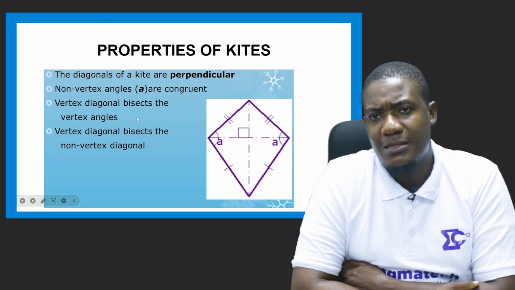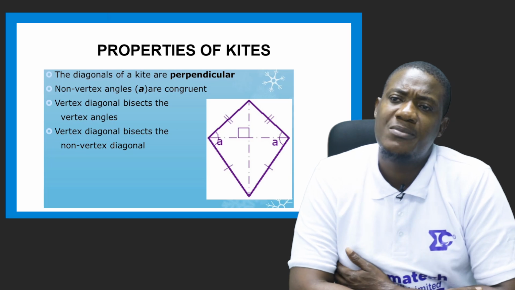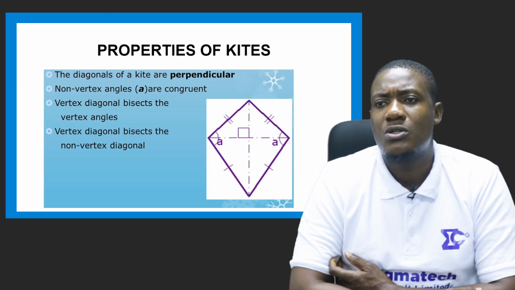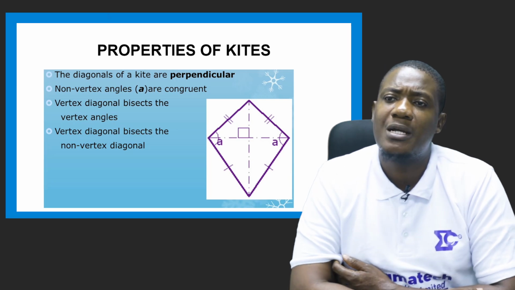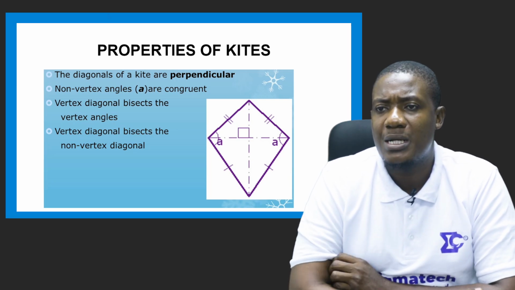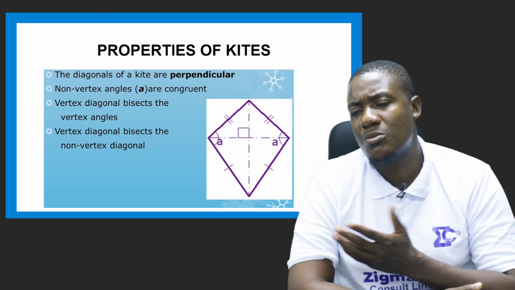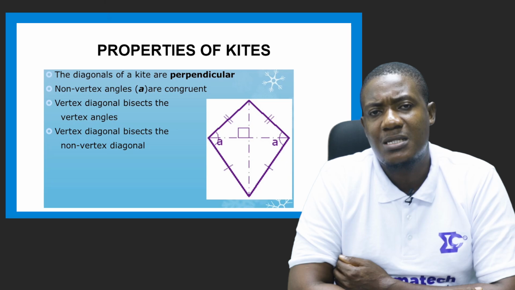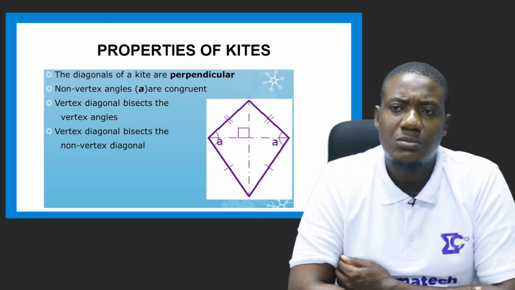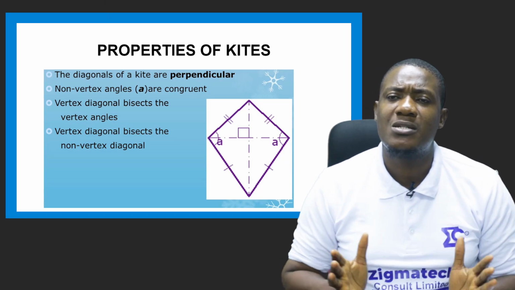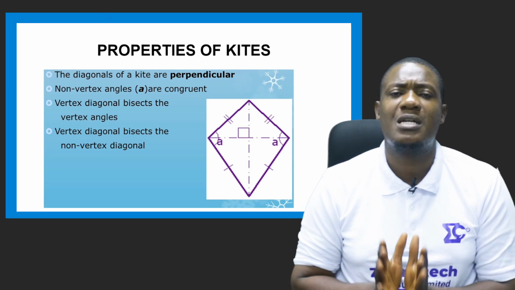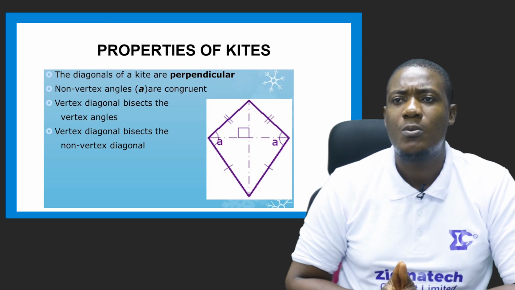For a kite, sometimes you may mistake a kite for a rhombus, but there are differences between a kite and a rhombus. For a rhombus, you should know that all sides are equal. But for a kite, it's just the adjacent sides that are equal. The adjacent sides of a kite are equal.